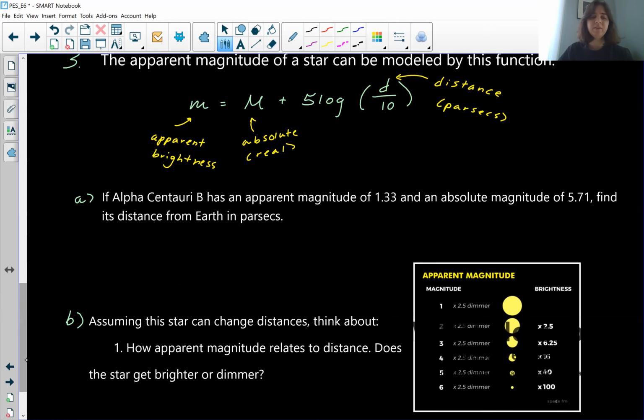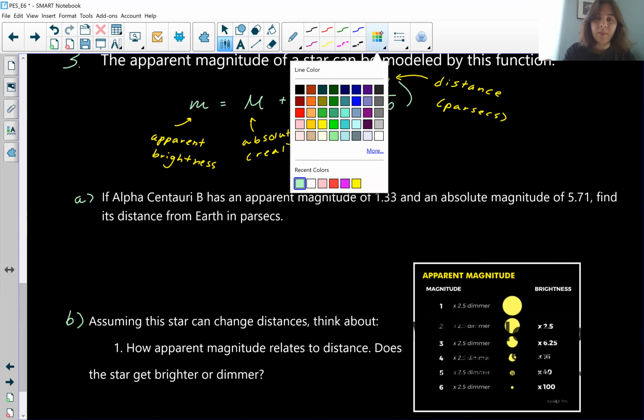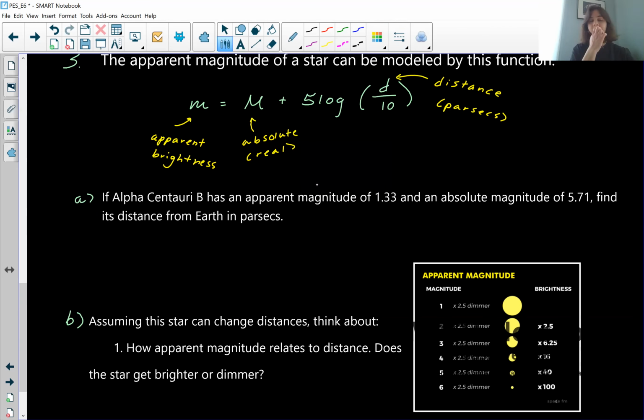Okay, so if Alpha Centauri B, which is a star, has an apparent magnitude of 1.33 and an absolute magnitude of 5.71, we want to find its distance from Earth. So we are given little m, and we're given big M, and we want to find letter D. And because we have so much algebra going on, let's just solve for the variable D first, and then we can plug in what we have.